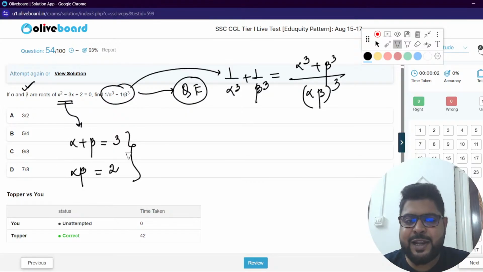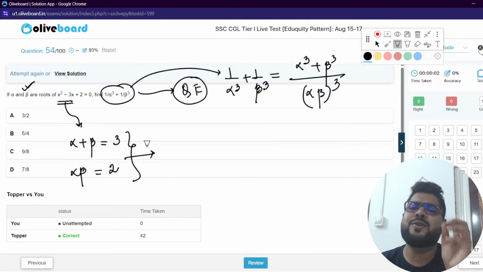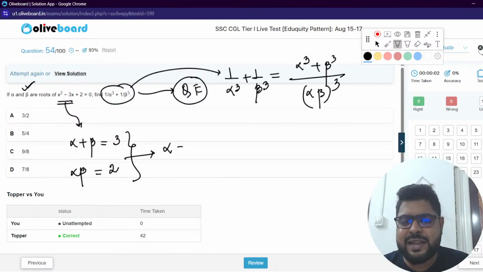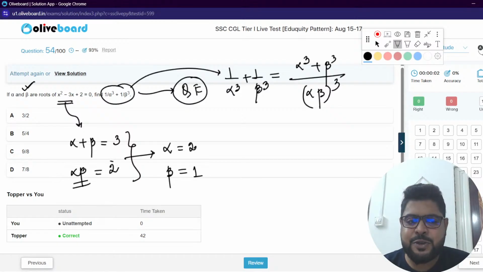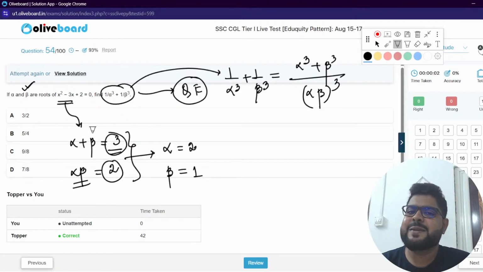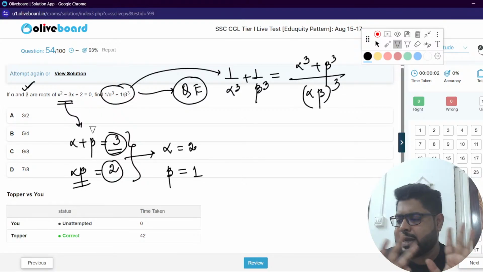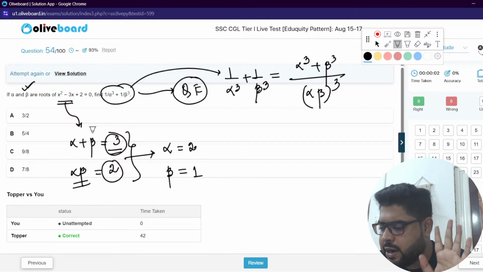Now, just by looking at these values, as the values are very simple, I can simply say alpha and beta are 2 and 1. Because you see 2 into 1 gives you 2 and 2 plus 1 is 3. Now this can interchange. Alpha can become 1, beta can be 2. That can happen. But again, both are the same. Both are not different.